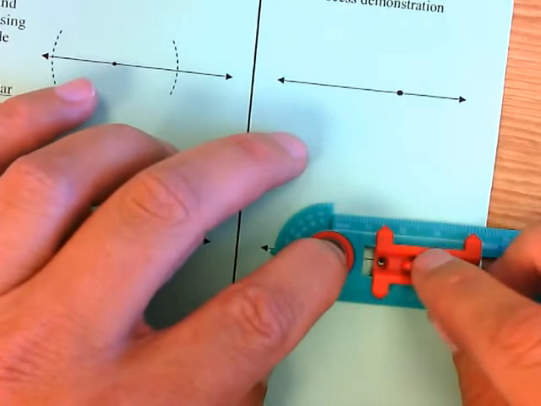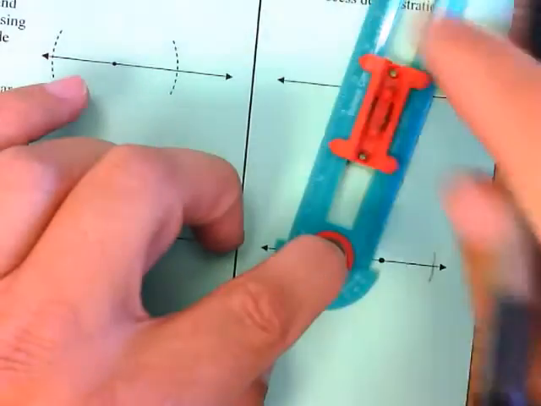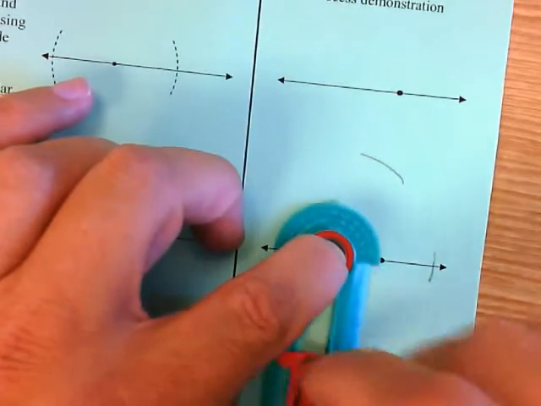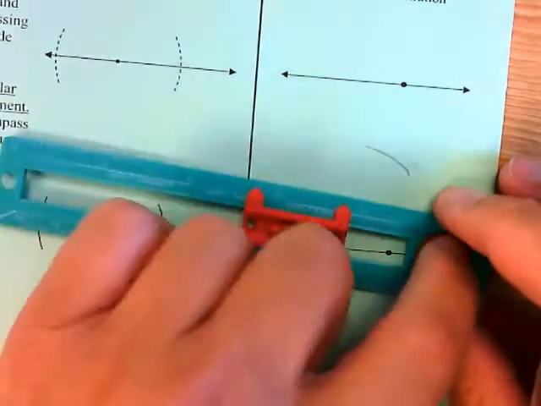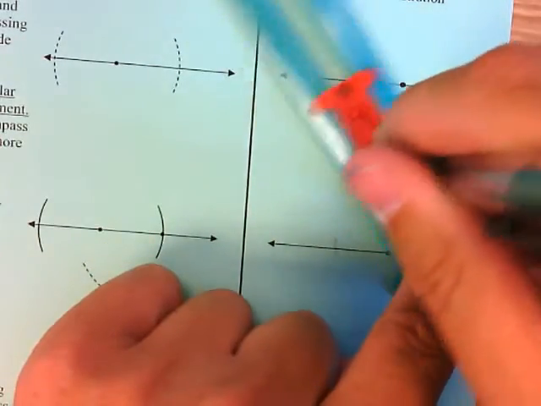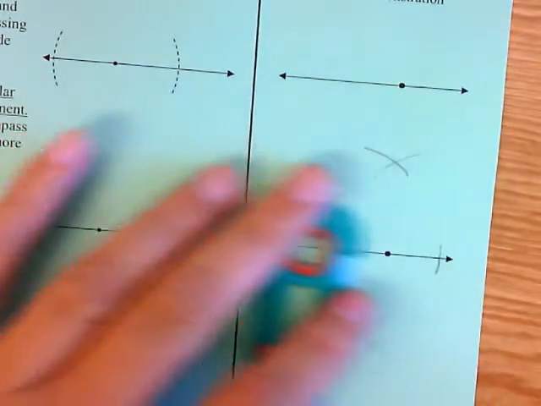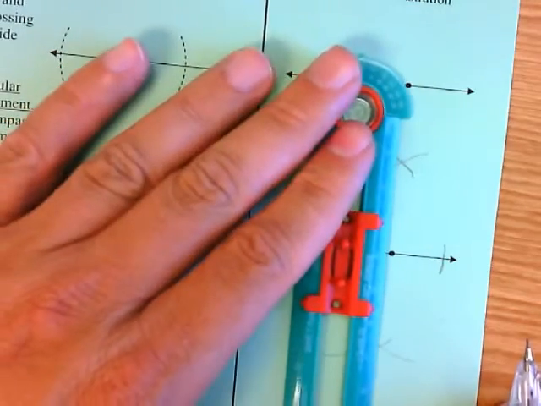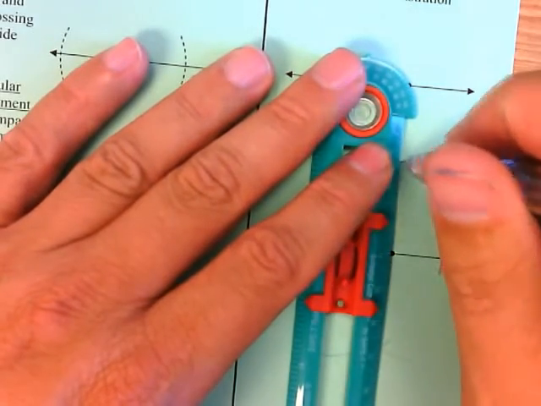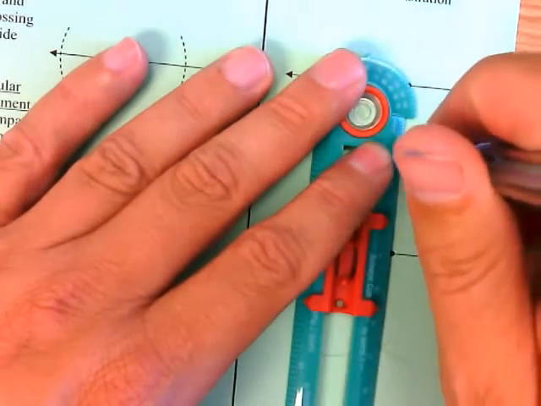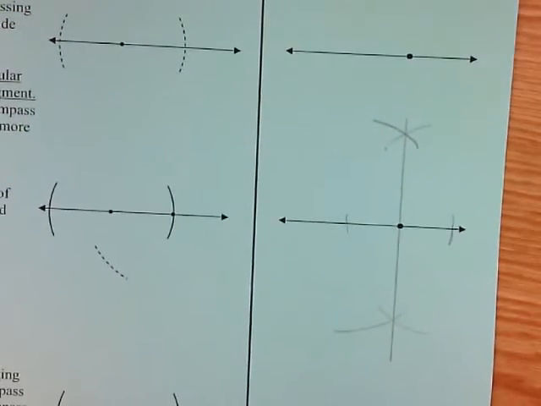Okay, go to this point. I'm going to have to slide my slider out so that it's more than halfway. I'm going to draw an arc above and below, and same thing on this side. An arc above and below. And then if I did this right, both of those X's should line up perfectly with that spot, and when I draw through, I get a perpendicular line through that point.